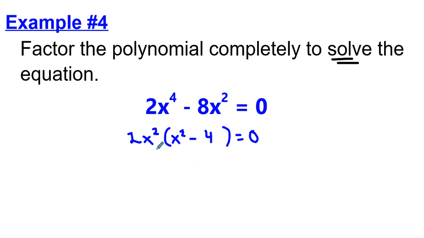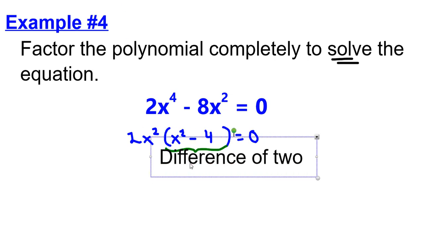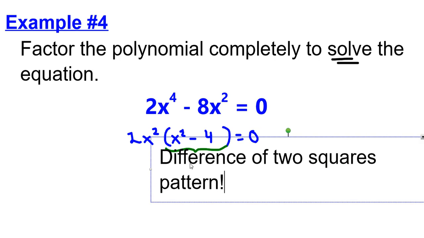So before this section, you might have looked at this and said, okay, I just set each one of these equal to 0, and I solve and I get my two answers, and I'll be done with it. But now it's a little bit different, because this x squared minus 4 is actually the difference of two squares pattern. In other words, it can be factored farther.